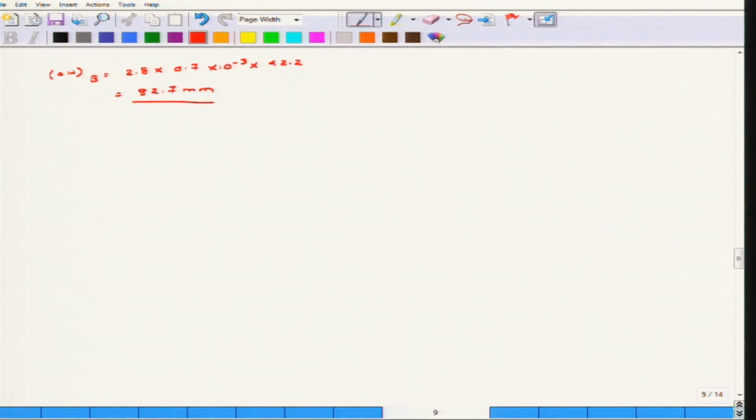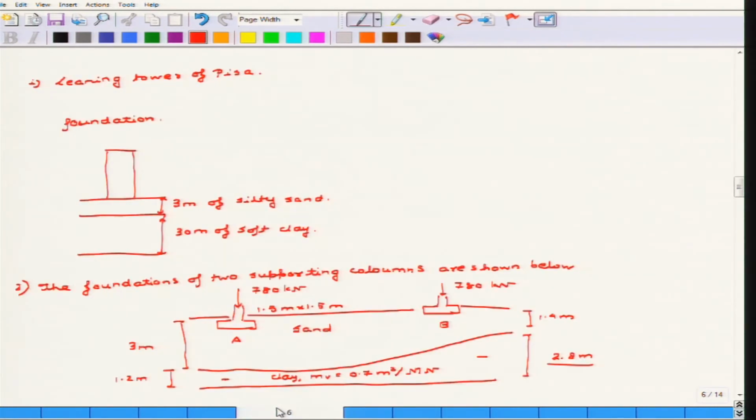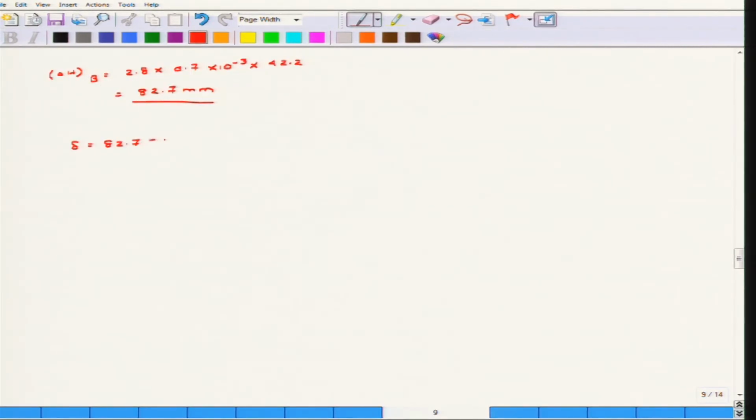Now, just consider that if you had considered the clay layer to be of uniform thickness, then your settlement would have been 25.2 millimeter throughout. But now, as I have said previously, your settlement below footing B is more. So in this case the settlement below footing B has come out to be 82.7 millimeter, and if you consider it to be uniform, then your settlement was 25.2, because that is the settlement under footing A. So this comes out to be 57.5 millimeter. So an extra settlement of 57.5 millimeter occurs under footing B.